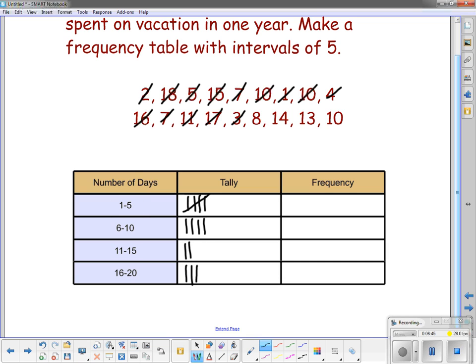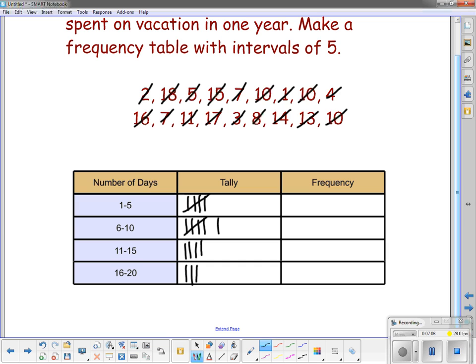The next one is an 8. So I'm in the second group. I need to slash it across because I already had 4 there. The next number is 14, 13, and 10. So that's how we go through the data and we organize it into the groups.